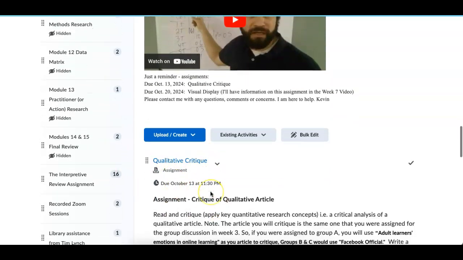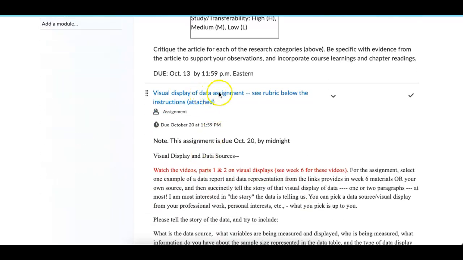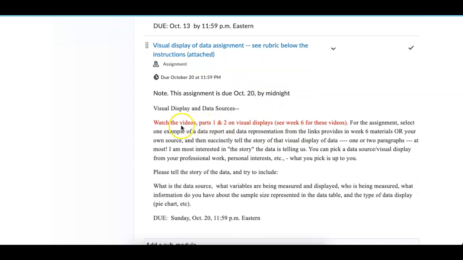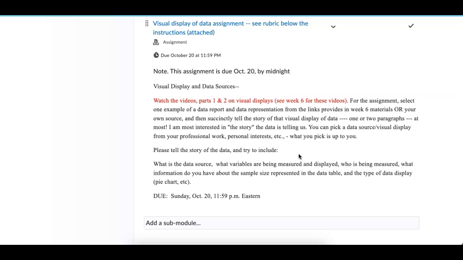So here's where you submit your qualitative critique, the headings, and then we have the visual display assignment. In here, what I want everybody to do is watch the videos part 1 and 2 on visual displays. These are from last week. And I'd like you to succinctly tell the story of what the visual display is telling you. I think I'm going to leave it at that. I will have another video coming out by Tuesday on this particular assignment.